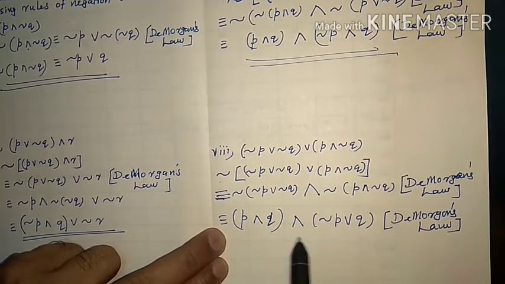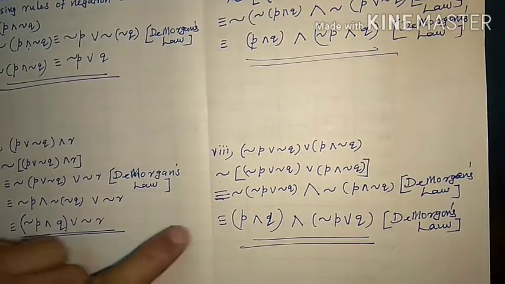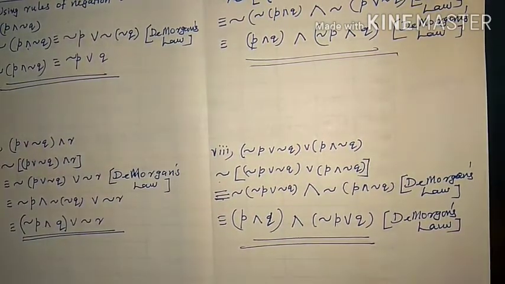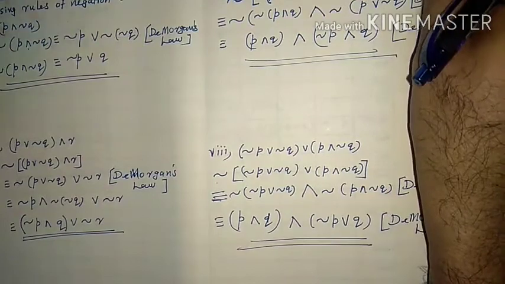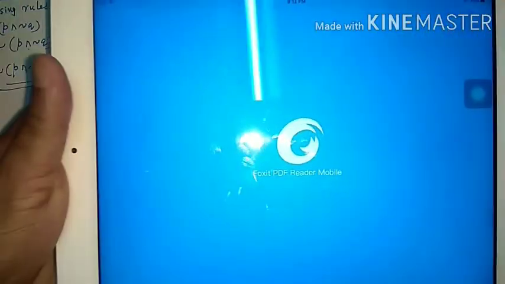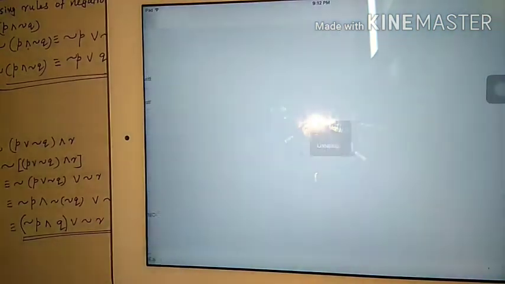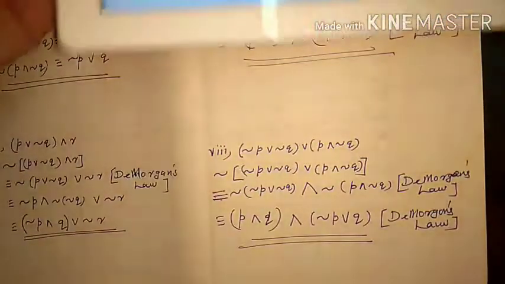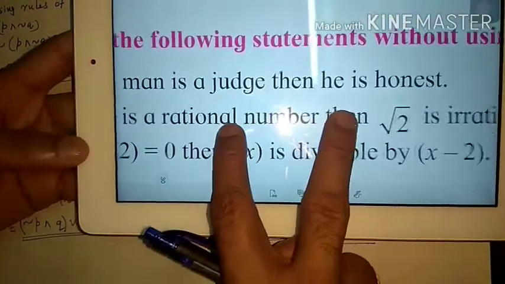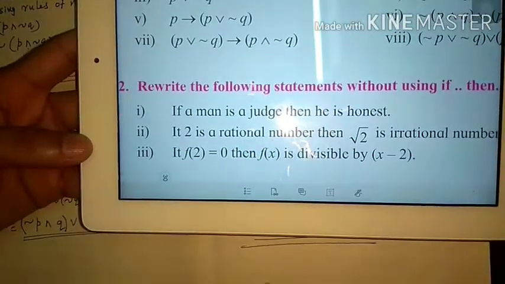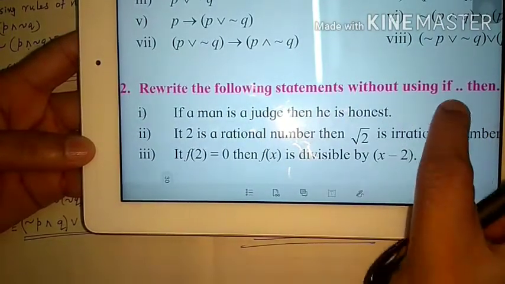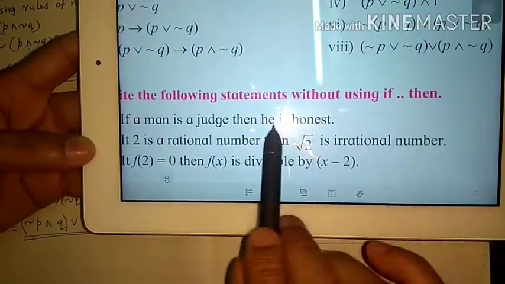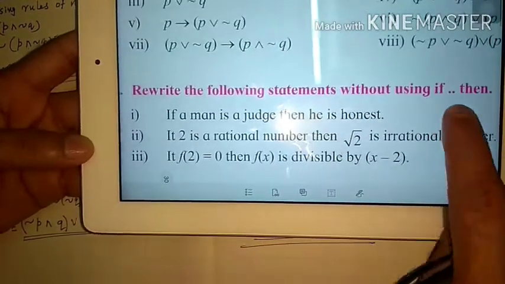This is question number 8 of question number 1. Now we are doing question number 2. Now here the question is, write the following statements without using if then, in simplified form. Without using if then we have to write it. I'll change the page.